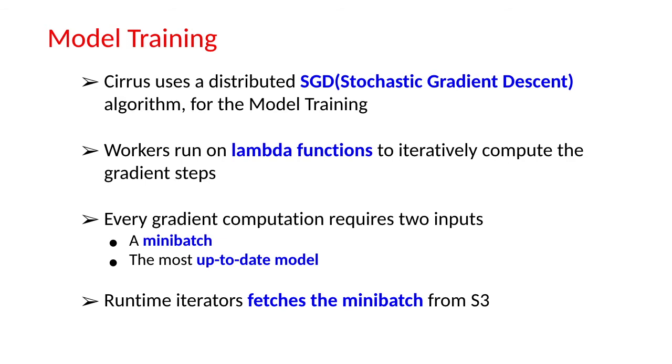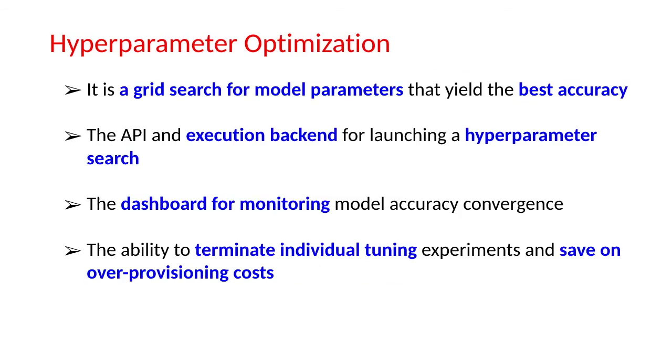Now let's understand the third and final stage of the end-to-end ML workflow. It is called hyperparameter optimization. The hyperparameter optimization is basically a grid search based on the model parameters, which helps in yielding the best accuracy. This grid search may be brute force or adaptive.